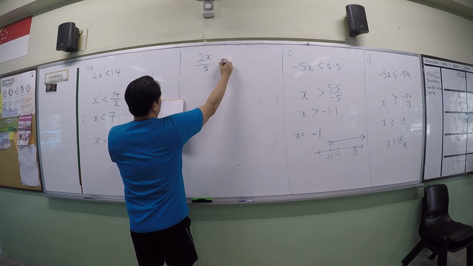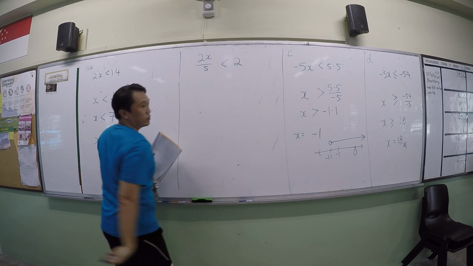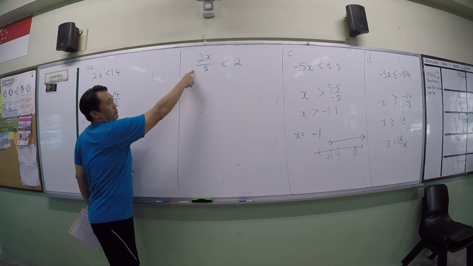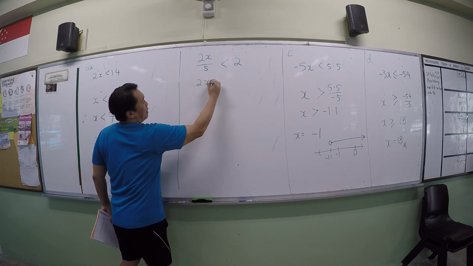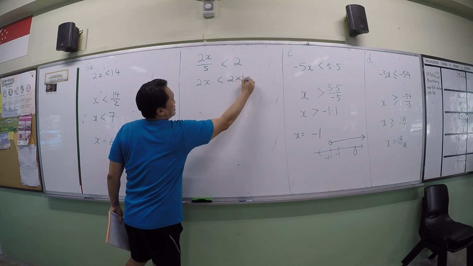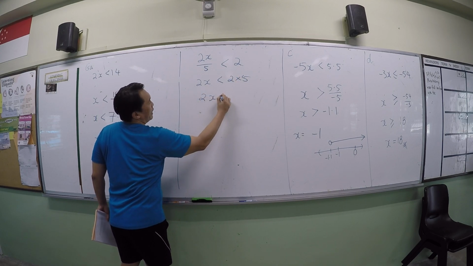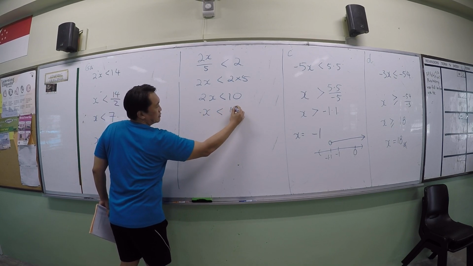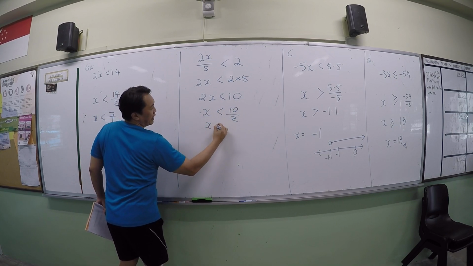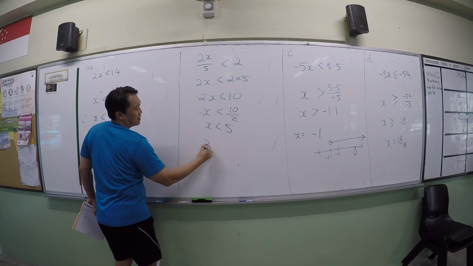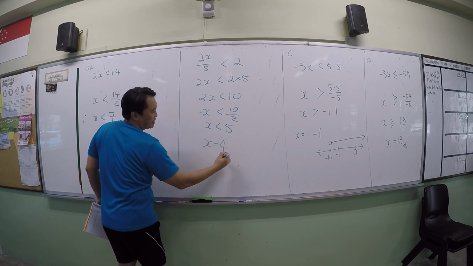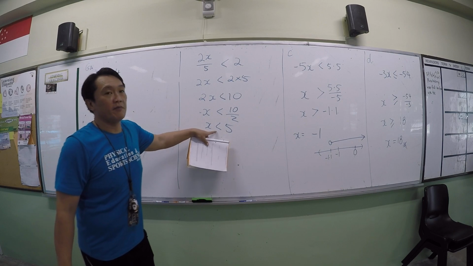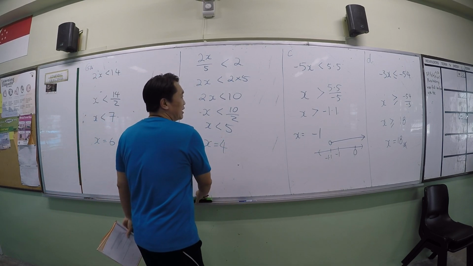x over 5 smaller than 2. I want to remove the denominator, multiply 5 to both sides. 2x smaller than 10. I want 1x. Divide by 2. X smaller than 5. Largest integer will be 4, because it cannot be 5. It must be smaller than.